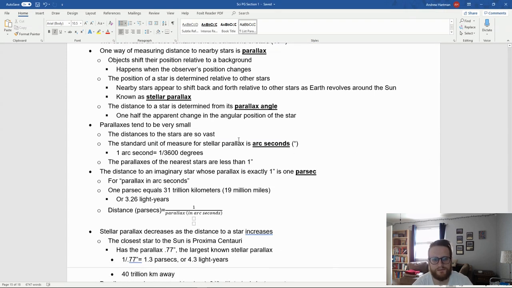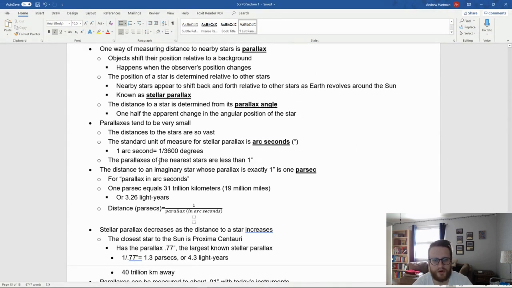Okay. So parallaxes tend to be very, very small because the distances to stars are very, very vast. The standard unit of measurement for stellar parallax is what are called arc seconds. And 1 arc second is 1/3600th of a degree, so that is very, very small. The parallax of the nearest stars are even smaller than this, less than 1 arc second. And so we create this imaginary star whose parallax is exactly 1 arc second.